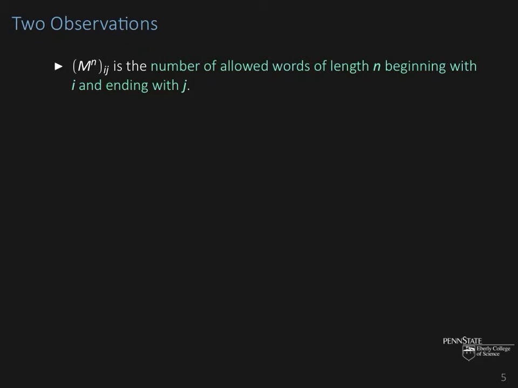The first is that there's a nice correspondence between counting paths and powers of the adjacency matrix. Namely, if I take the nth power of the adjacency matrix, M^n, where M is the adjacency matrix of the graph G, then the entry ij is the number of allowed words of length n, beginning with i and ending with j. So allowed words now just correspond to paths through the underlying graph.